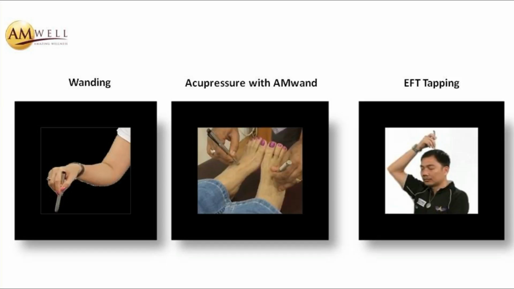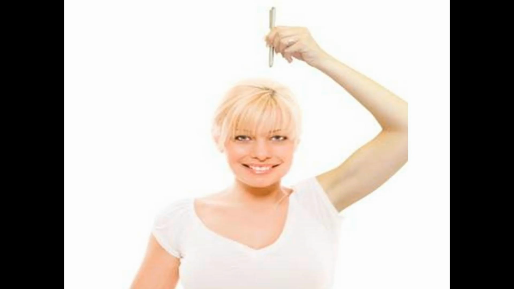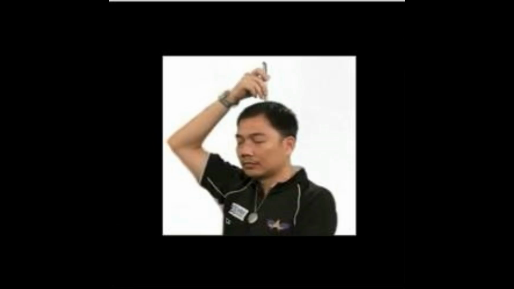So the M1 can be used in three different modalities: the wanding, the acupressure, and EFT tapping. Today's topic, since it's going to be a large, long series, is only on self-care in self-wanding, meaning how you can use this to your own benefit, helping, healing, changing and improving yourself. So today's topic is only going to be on self-wanding, because time permits.